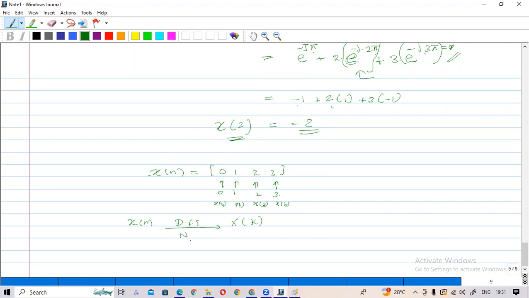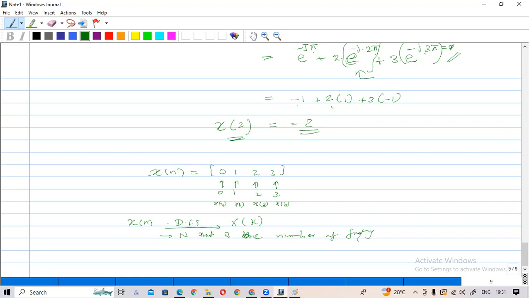So this is the number of frequency samples, N. That is the number of frequency samples.